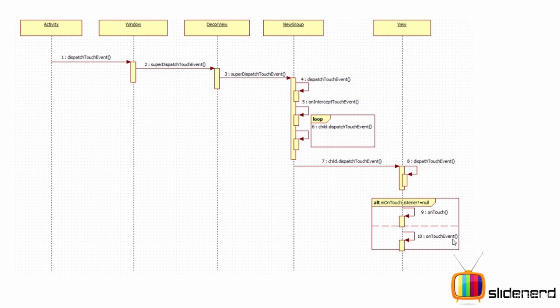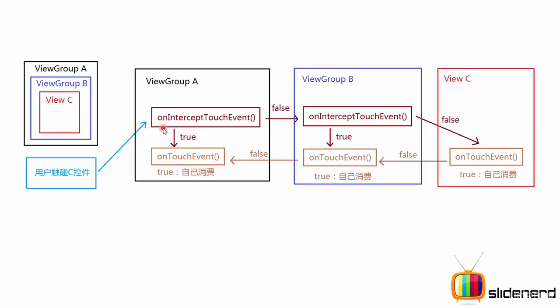Let's find out. So let's try and understand this cycle in a better manner. There is a view group A, which say it's your frame layout. There's a view group B inside your view group A.